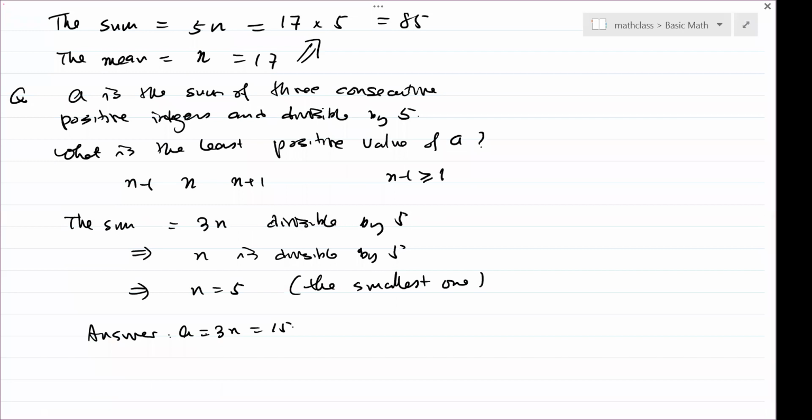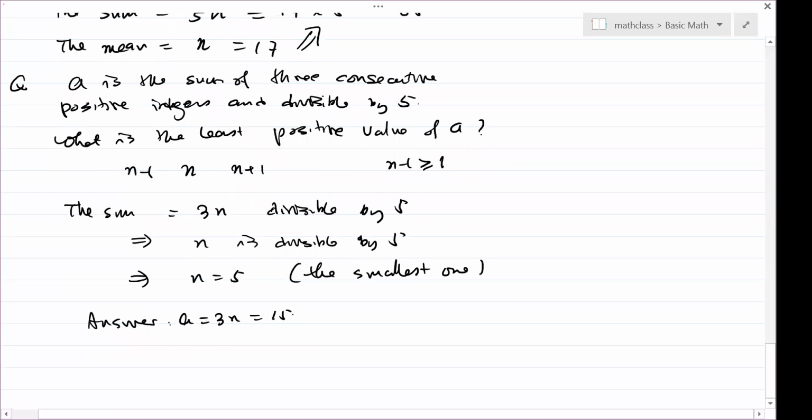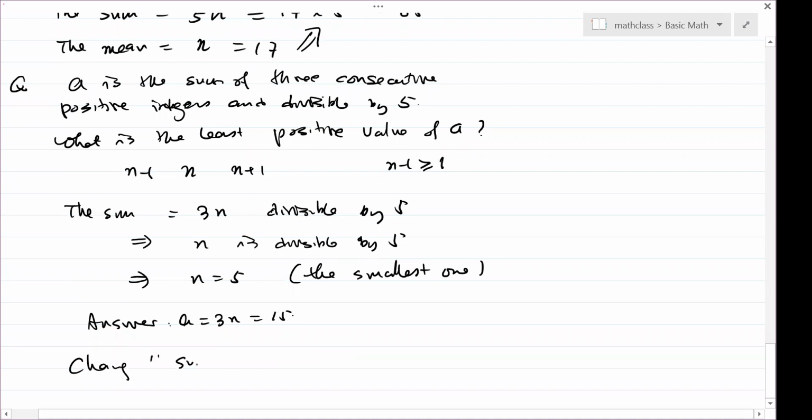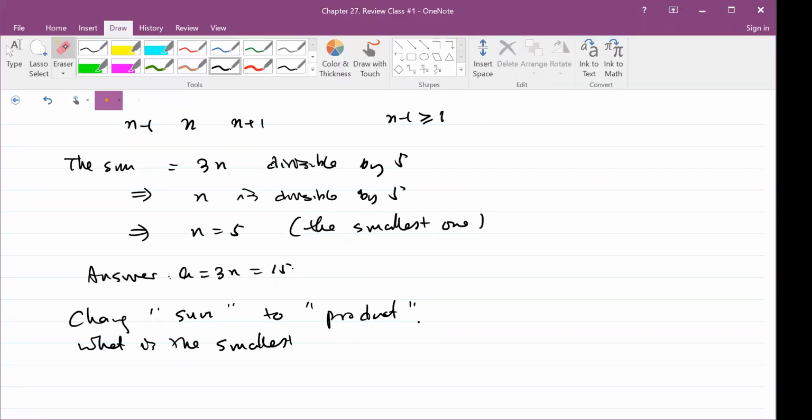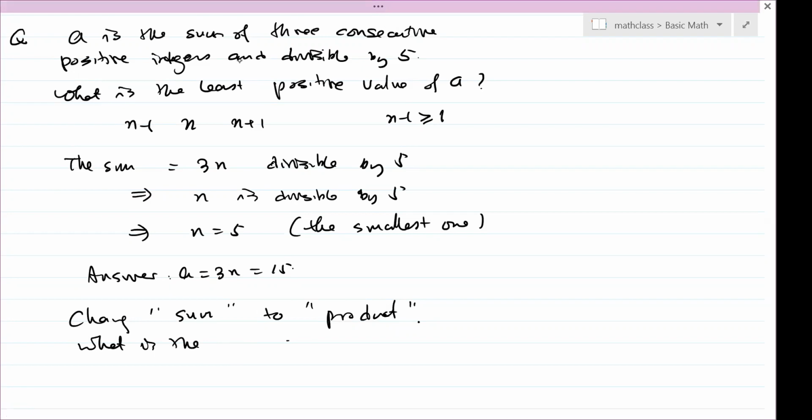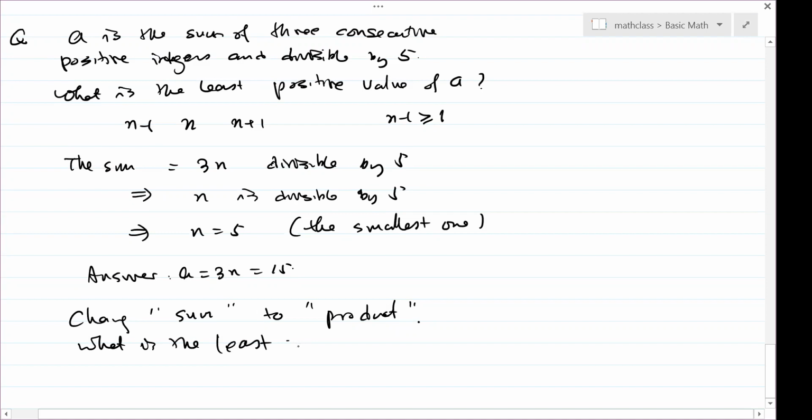Okay. Now how about the product of three consecutive integers? Change sum to product. Okay. What is the smallest value of a? The least possible positive value of a. Yeah, we use least, not small.